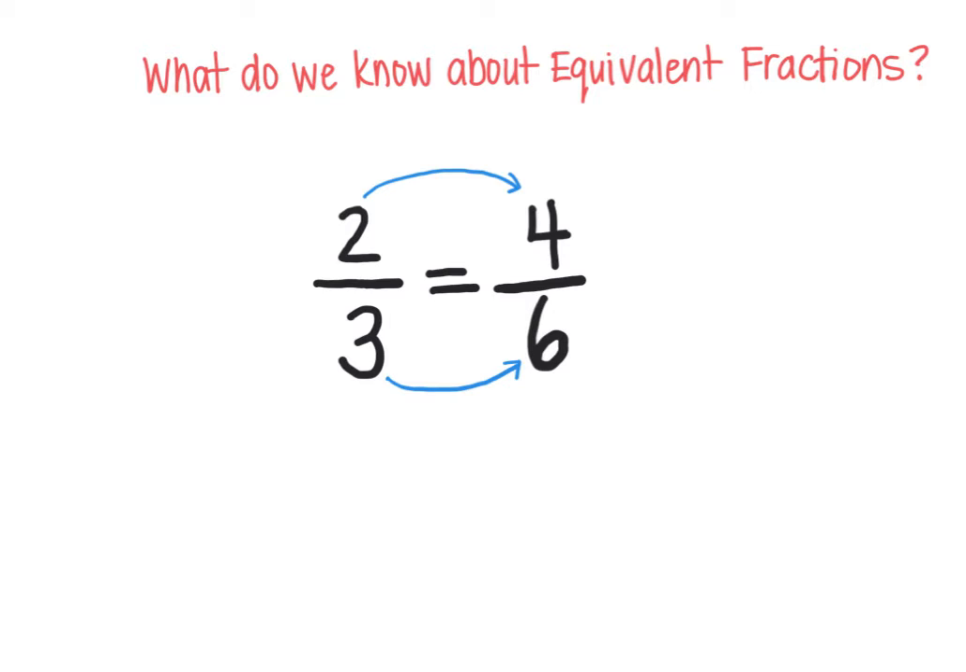So in this case, we can look at 2 and know that if we multiplied that by 2, we'd get 4. In the denominators, if we multiplied the 3 by the same 2, we would get 6. This proves to us that these two fractions are equivalent.